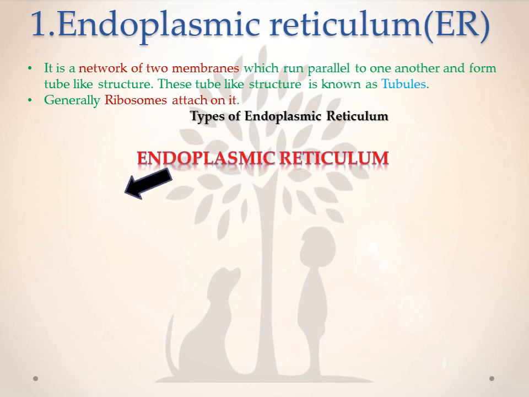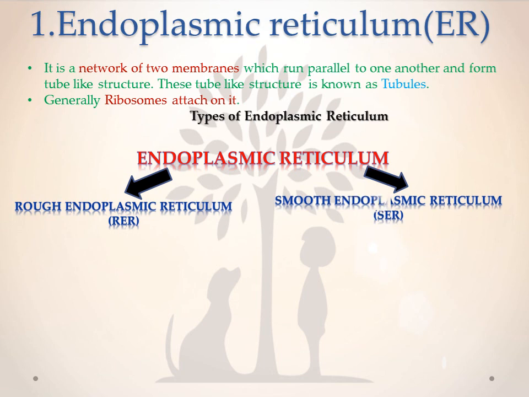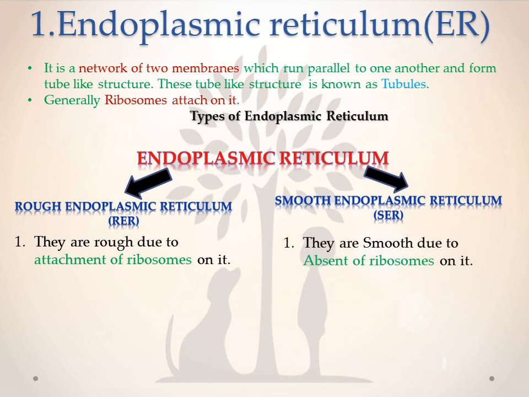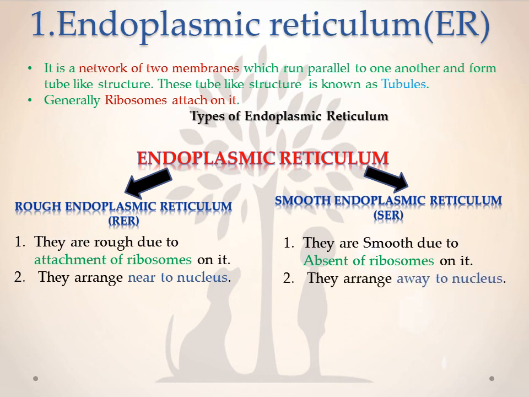Types of endoplasmic reticulum: it is of two types. The first is rough endoplasmic reticulum, known as RER, and the other is smooth endoplasmic reticulum, that is SER. Here is the difference between both of them. Rough endoplasmic reticulum is rough due to the attachment of ribosomes on it. On the other hand, smooth endoplasmic reticulum is smooth due to the absence of ribosomes on it. Second, RER is arranged near the nucleus, while SER is arranged away from the nucleus. RER helps in synthesis and modification of protein.